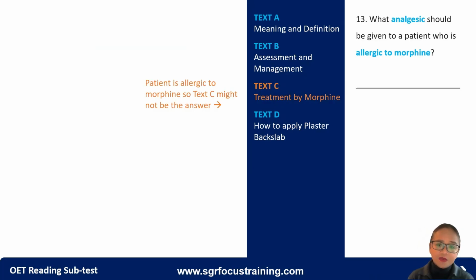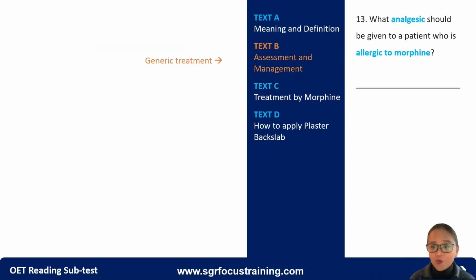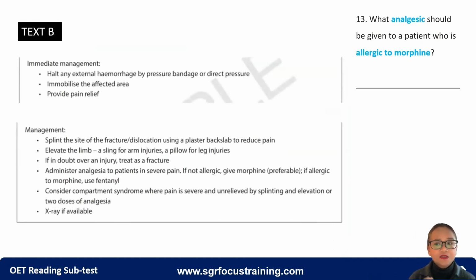So the other treatment, which gives you other options, is actually on the B part, okay, the generic one. So this is more likely where we will find the answer, because the patient is allergic to morphine. So we cannot use C, because C is treatment by morphine and the patient is allergic. So we go into text B. Again, in text B, we're not going to look into the assessment area. Focus your eyes on the management area. Look for the analgesic and look for the word allergic. And you will find it here on the fourth bullet point.